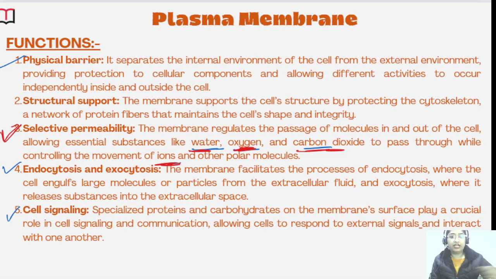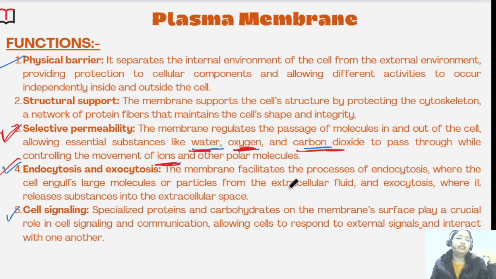These kinds of ions are there, okay. So they are basically allowing some selective particles. That's why they are called a selectively permeable membrane. The next function of the plasma membrane is endocytosis and exocytosis.